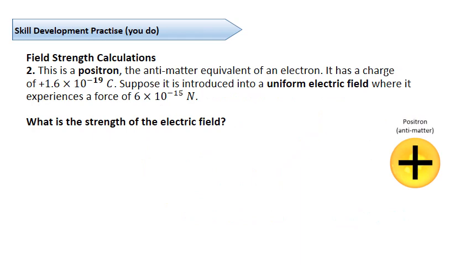Okay, a problem that I would like you to have a go at, very similar to the previous one, substitute in the values. A positron, which is called the antimatter equivalent of an electron, has a charge of 1.6 times 10 to the negative 19 coulombs. Suppose it is introduced into a uniform electric field where it experiences a force of 6 times 10 to the negative 15. What is the strength of the electric field?